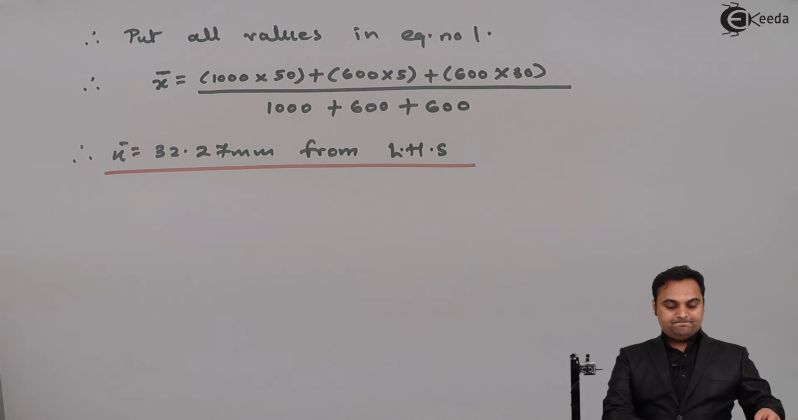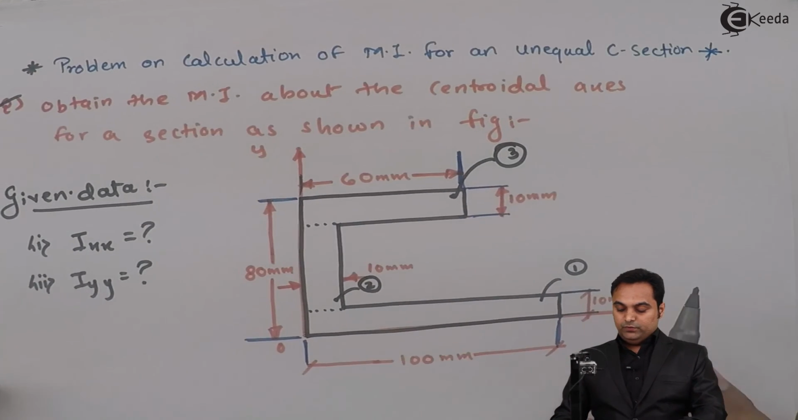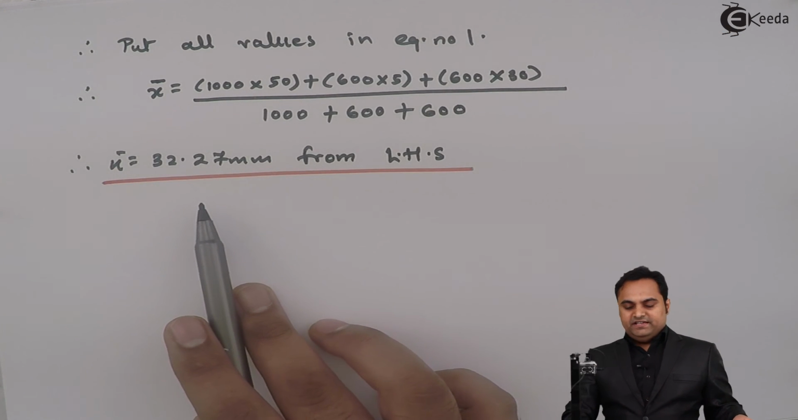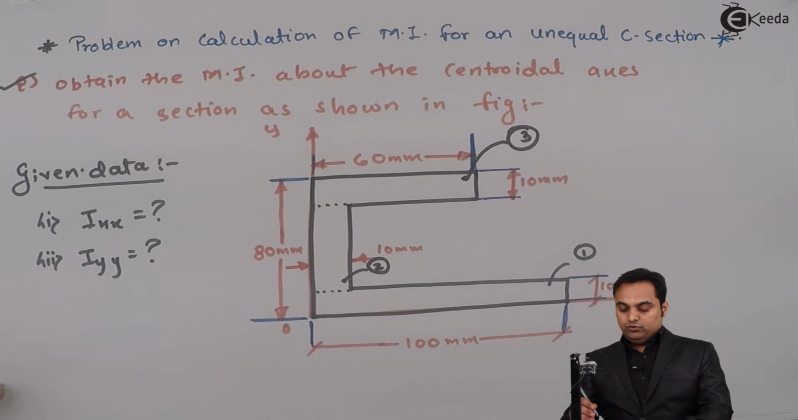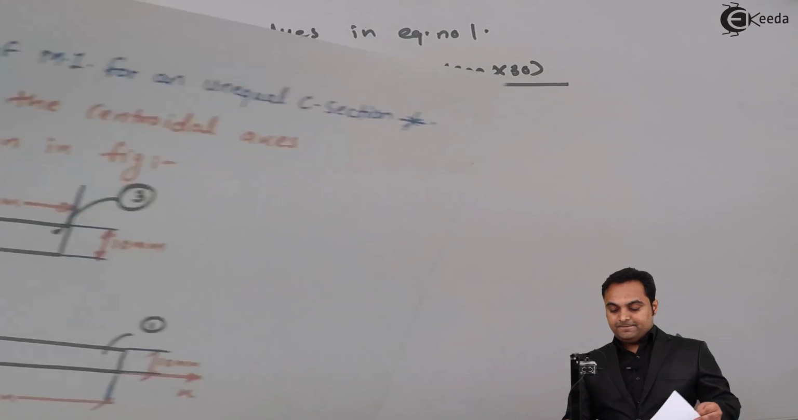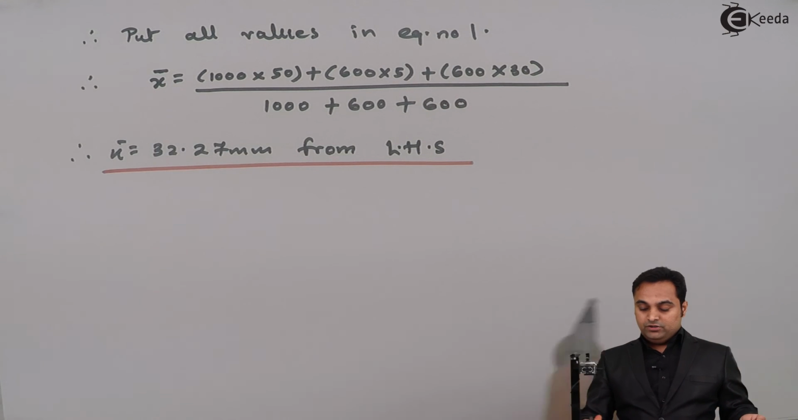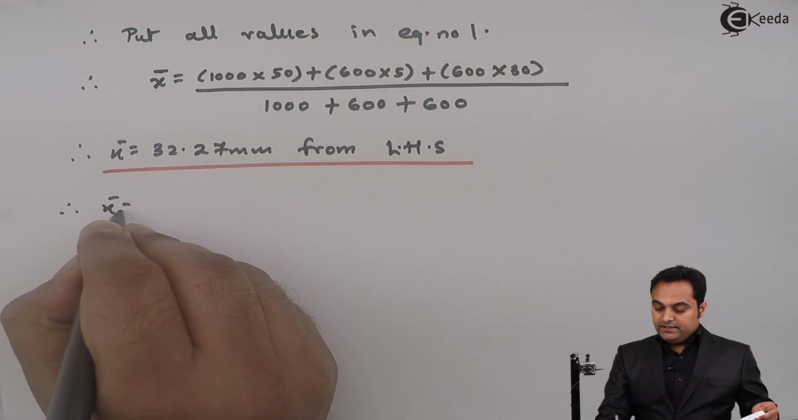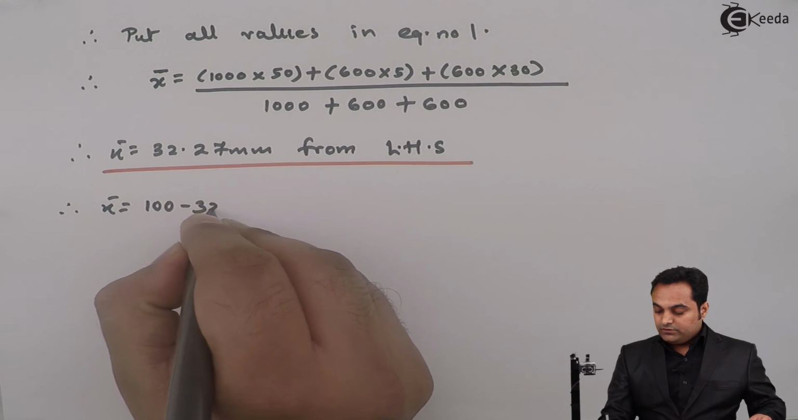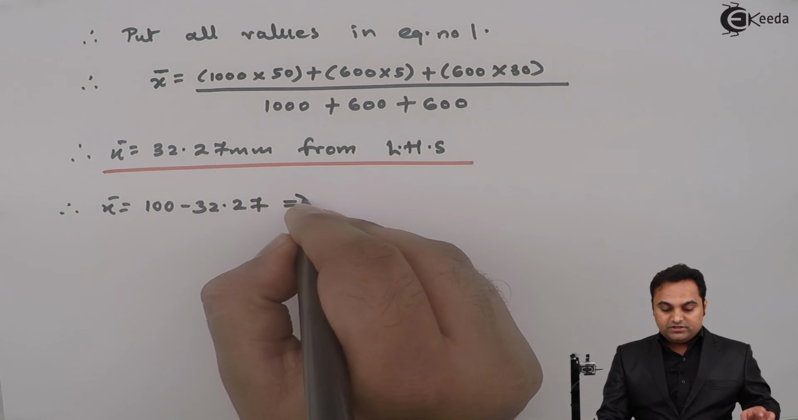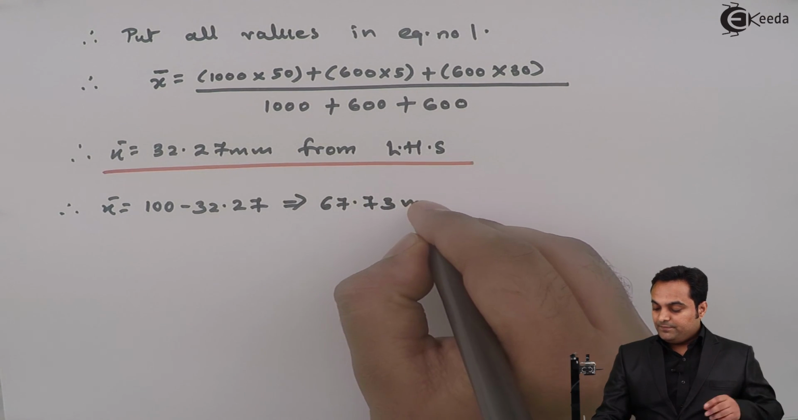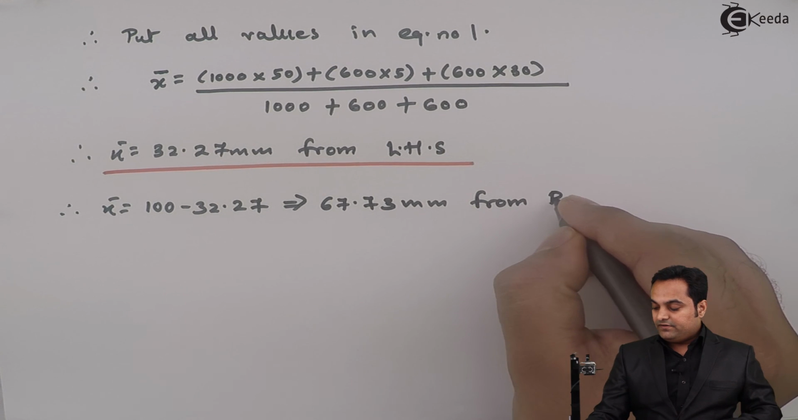Now since the total width is 100 and now I am getting the value of x bar as 32.27 mm, so the distance of y-axis for this C section is 32.27 mm from left hand side. So from right hand side the distance would be 100 minus 32.27, which gives me the answer as 67.73 mm, that is from right hand side.